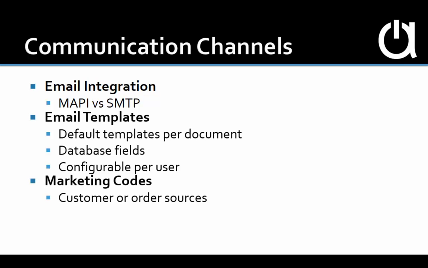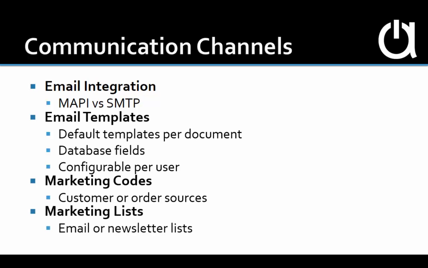Marketing codes are another useful tool in customer communications. It gives you the ability to see where the customer or order was sourced from. You'll be able to do things like broadcast emails or even Excel queries or Microsoft queries on the database to grab a list of customers based on how that customer originated in the system or the sales order originated.